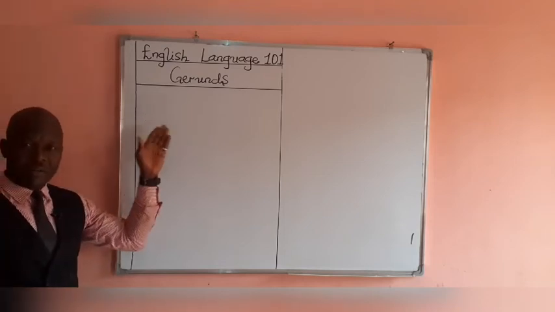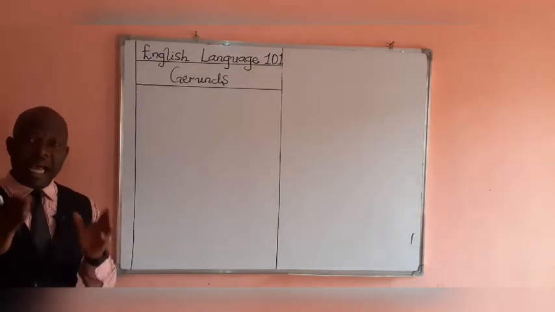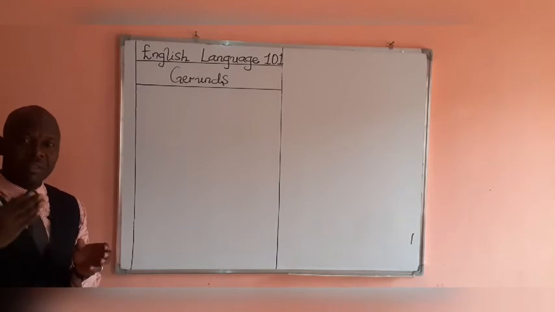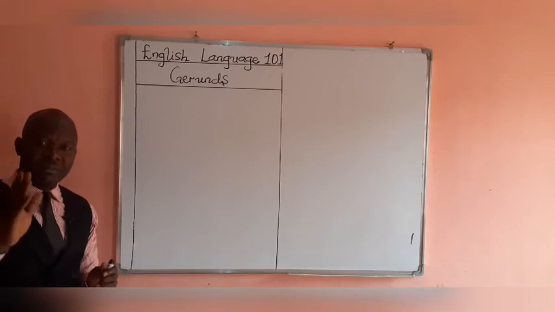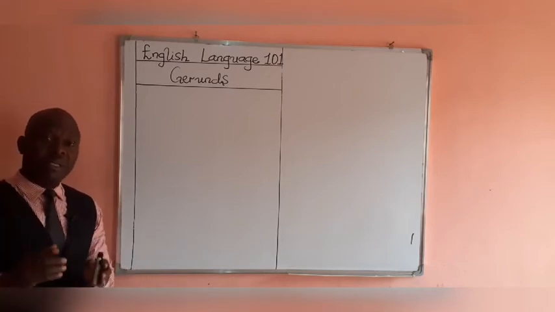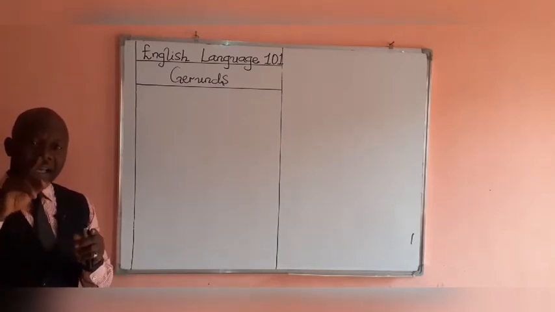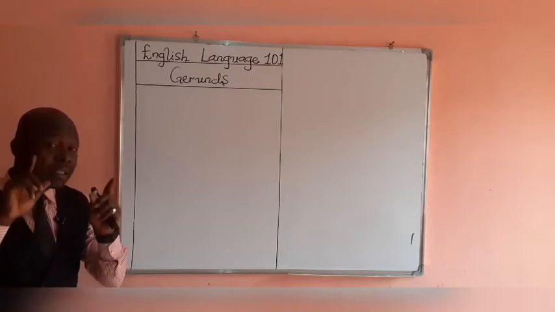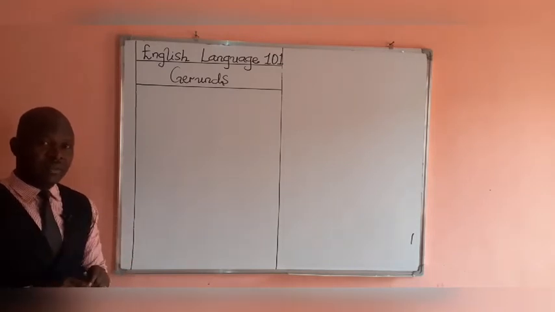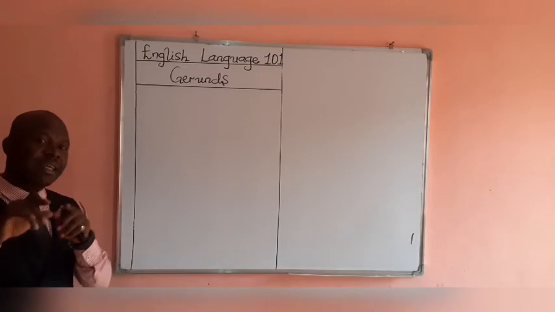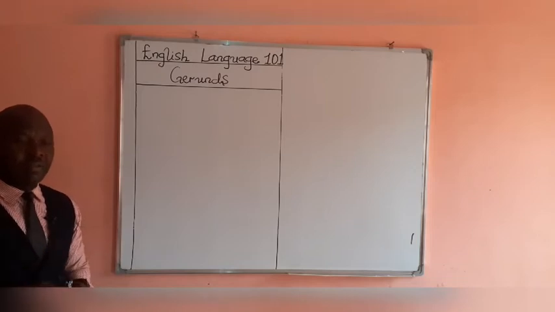What are gerunds? Gerunds can be defined as nouns derived from verbs. Better still, you can refer to them as verbs ending in ing form, but acting as a noun, not as a verb.